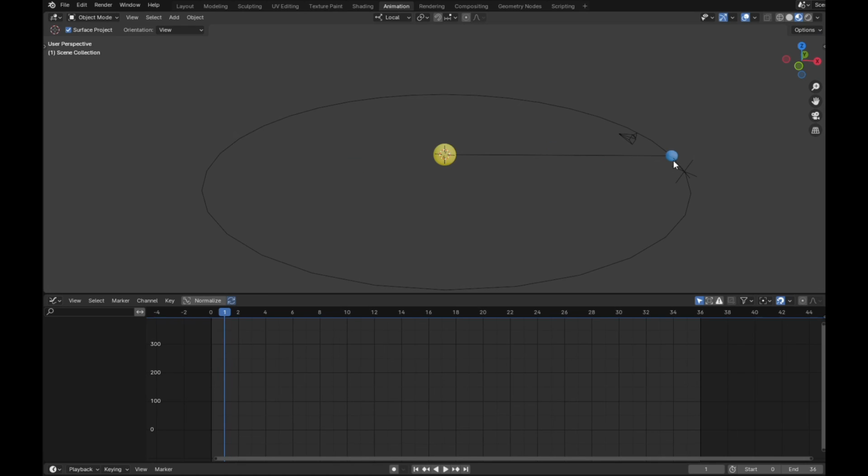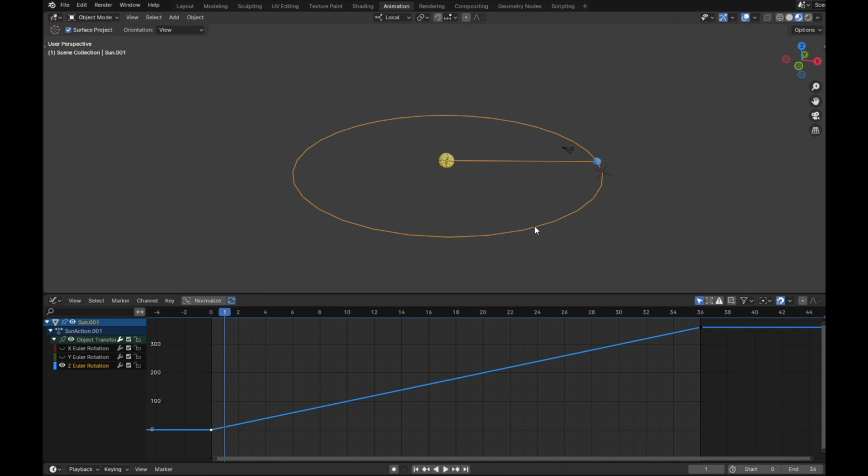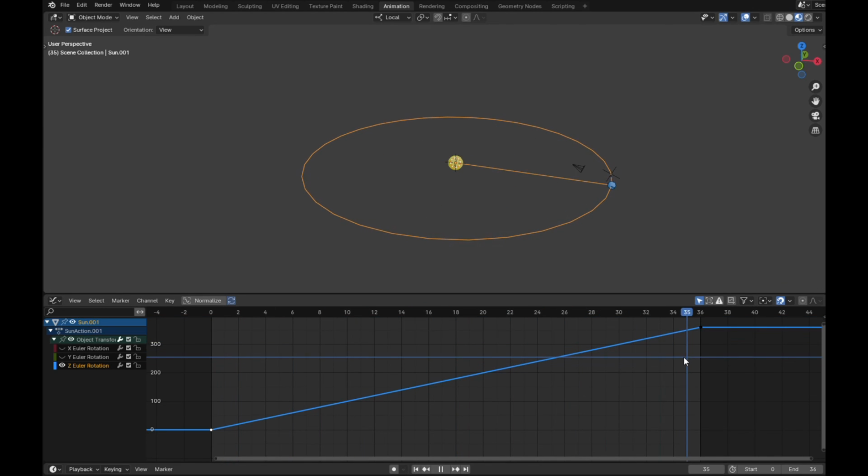So I have a scene here with the Earth and the Sun. This circle here is called the ecliptic, and it's the circle the Earth lies on when it goes around the Sun. It's basically just its orbit. And this graph shows that the rotation of this circle is perfectly smooth. It's not speeding up or slowing down. Every frame it rotates by 10 degrees.